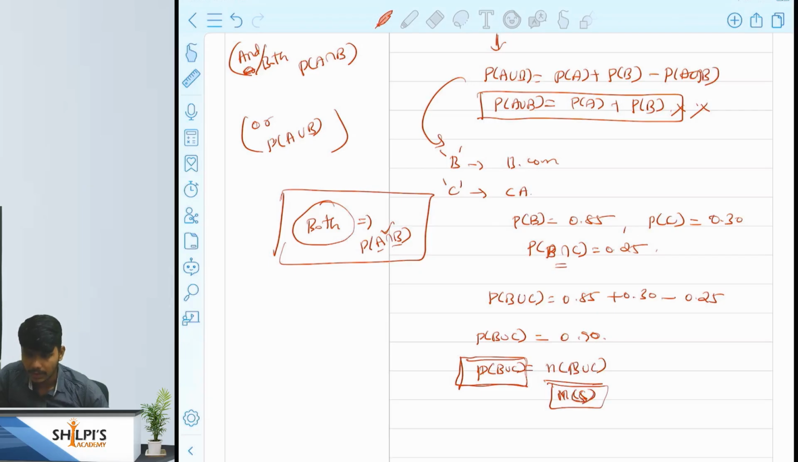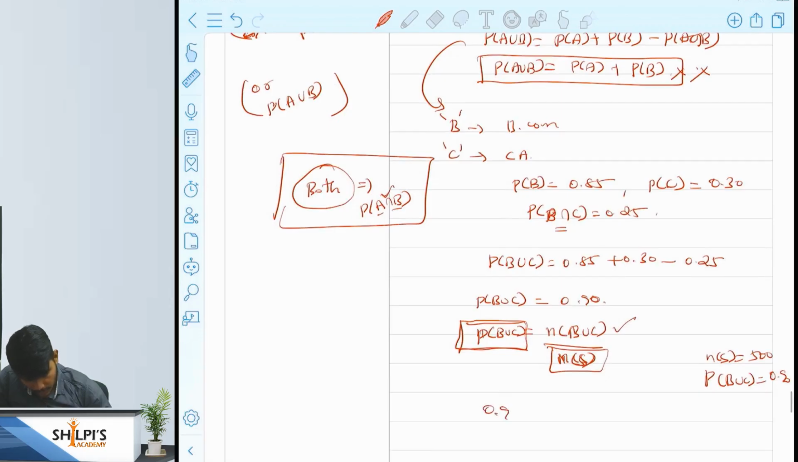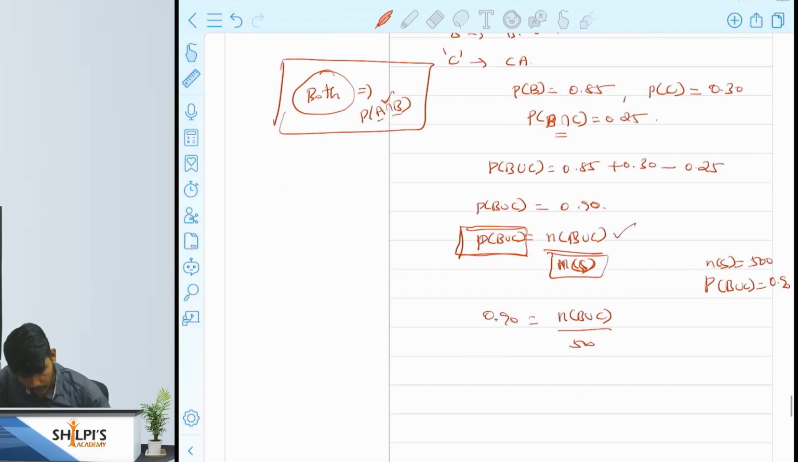Now we have the value for P of B union C, and also we have the number of sample space, right? Since they have given 500 applicants, that is the total number of applicants, so that would be the number of sample space. So we have the value for sample space and P of B union C, that is 0.90. I have to find the value for this. So substituting these two values to find the number of B union C, I will take this 500 to the left hand side, so 450.